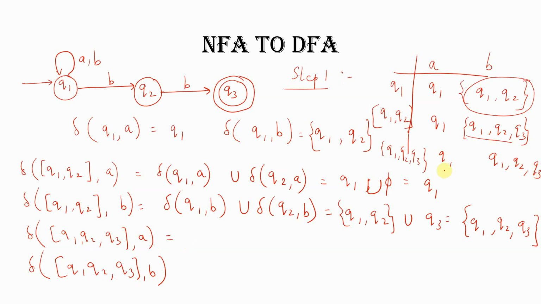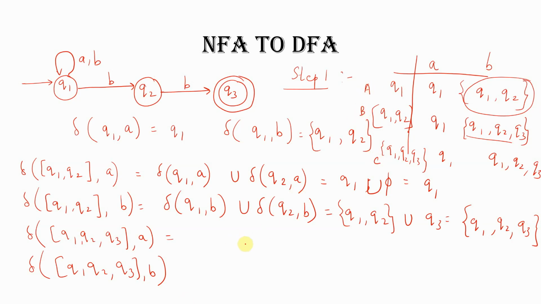Now again in this step, check if any new states are generated. Q1 is already considered. If you consider Q1, Q2, Q3, that state is also considered. This is the point at which you are supposed to stop the procedure. So in your final DFA, there will be 3 states: Q1, Q2 as one state, and Q1, Q2, Q3 as the third state. Even if you want to rename these states, you can rename Q1 as state A, Q1, Q2 as state B, and Q1, Q2, Q3 as state C.